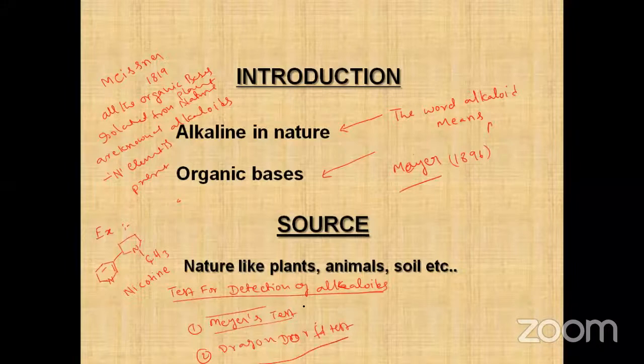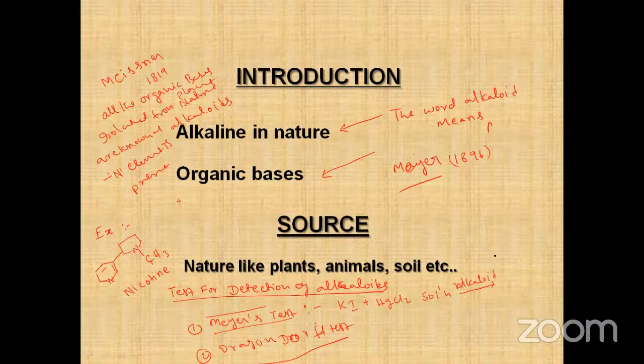These are the two tests. In the first one, Mayer's test, the reagent is prepared with potassium iodide and mercuric chloride, HgCl2 solution. Whenever it is mixed with the alkaloid, it leads to the formation of a yellow cloudy precipitate. Then it is indicating the positive test for alkaloid.